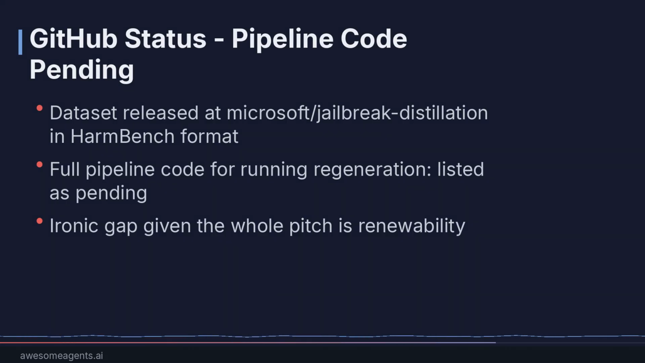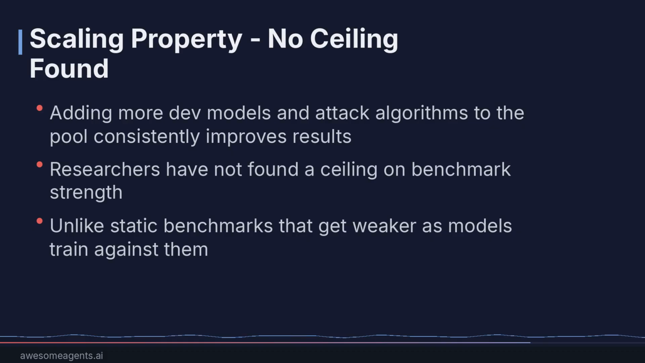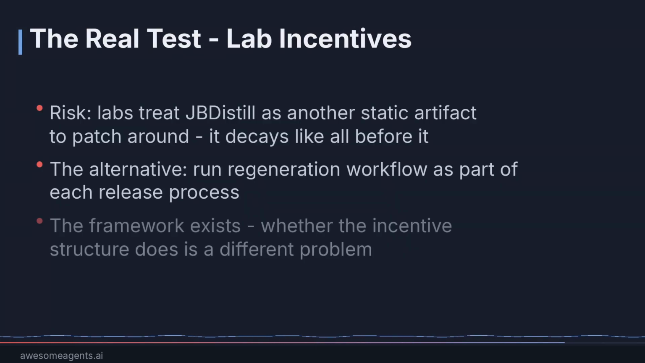What's the current status on actually running this yourself? The benchmark dataset is up on GitHub at microsoft/jailbreak-distillation in HarmBench format. But the full pipeline code for running your own regeneration, that's listed as pending. There's something a bit ironic about that given the whole pitch is renewability. A little, though one thing the paper does show is that adding more dev models and attack algorithms to the candidate pool keeps improving results, with no ceiling found yet. So the approach scales over time. Which is truly different from every other benchmark that gets weaker as models train against it.